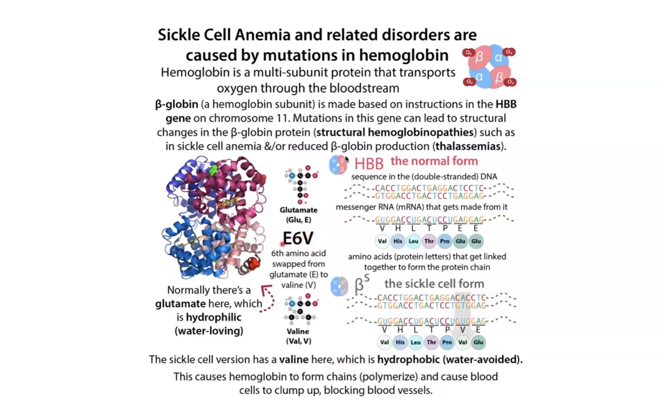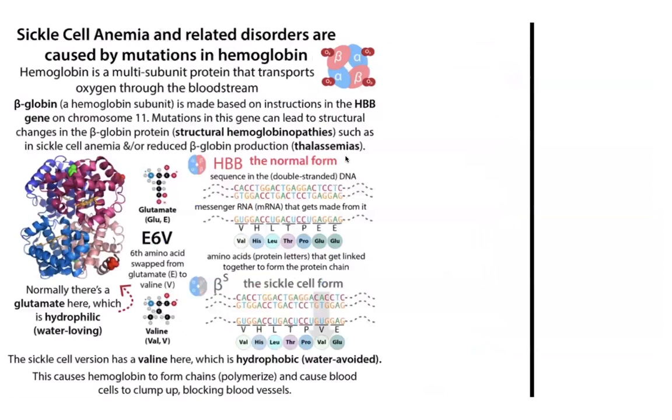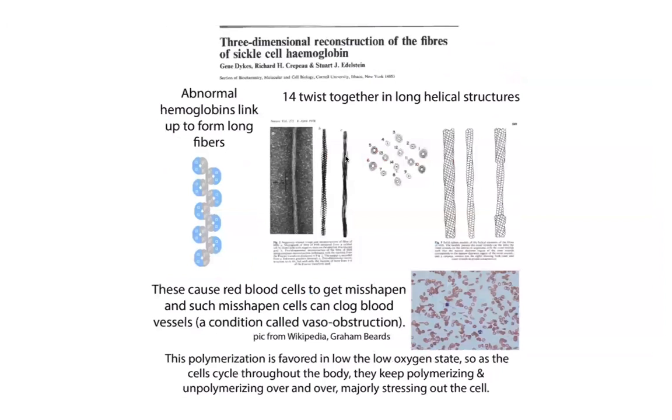Now what's going to happen is, you put this nonpolar thing on the surface of a protein, and it's not going to be very happy. But if it finds another nonpolar patch on another hemoglobin unit, then they can link together. And so you get these abnormal hemoglobins that link up to form long fibers. These can then twist together in long helical structures that cause red blood cells to get misshapen and clog blood vessels. This polymerization is favored in the low oxygen state. It's easier for those interactions to be made in the low oxygen state.